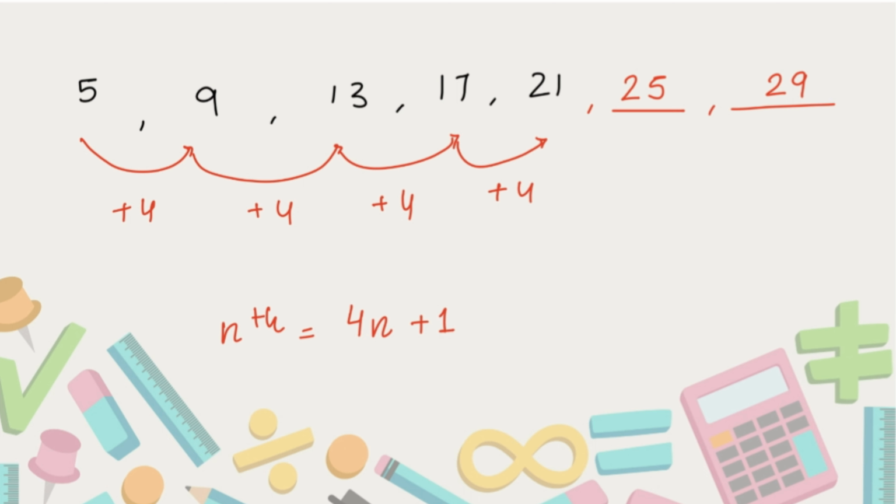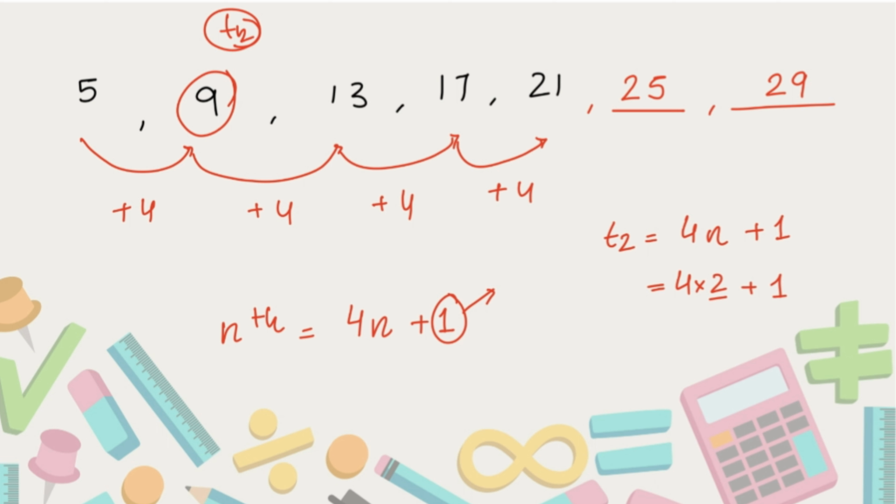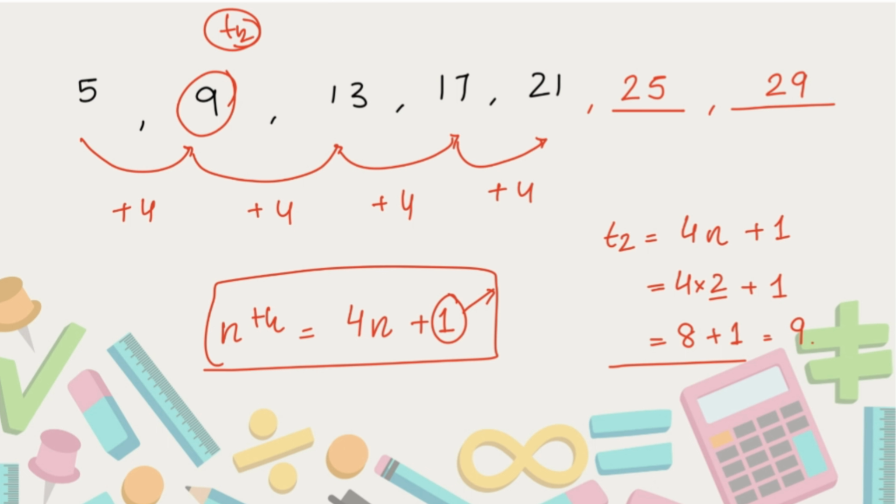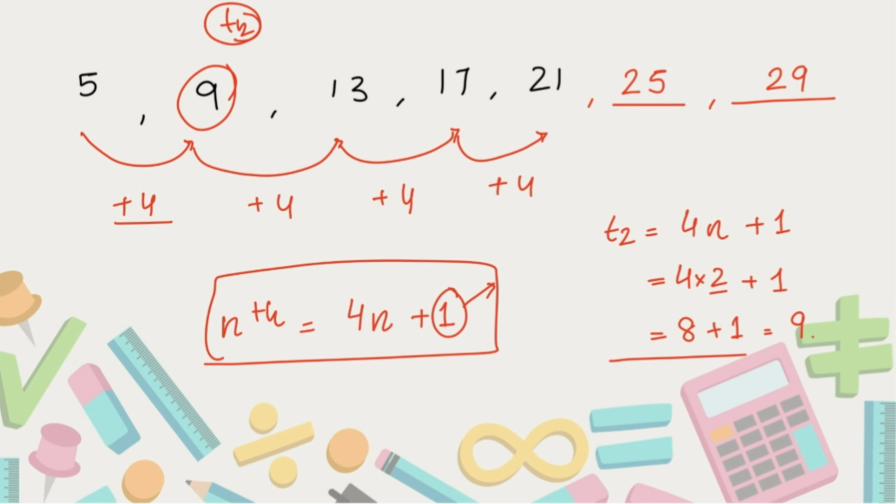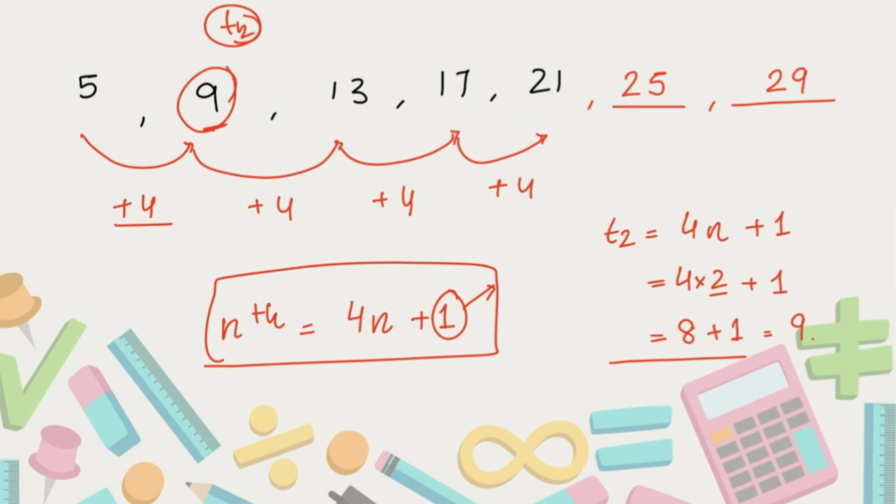See, let's see how we got our constant. So when we take our term 2, for example, it would be tn, 4n plus 1. So 4 into n, that is the second term, plus 1. So it is 4 times 2 is 8 and 8 plus 1 is 9. So that is how we got our constant 1. We are just going to see the common difference and how many numbers we have to add in order to get that term.